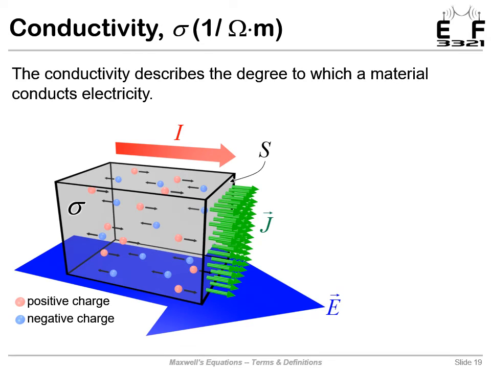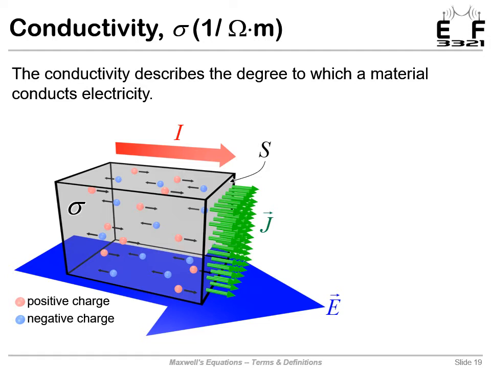There is the material conductivity, and this tells us how easy it is for an electric field or a voltage to push charge through a material. The more conductive it is, the easier it is to push charge.